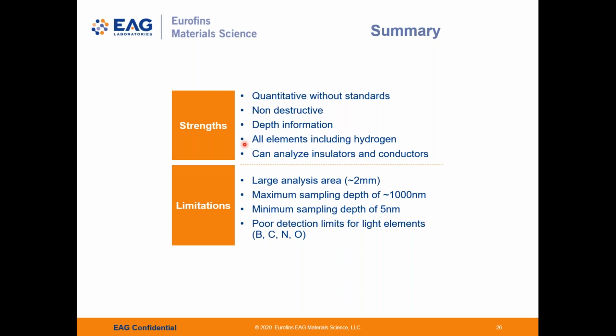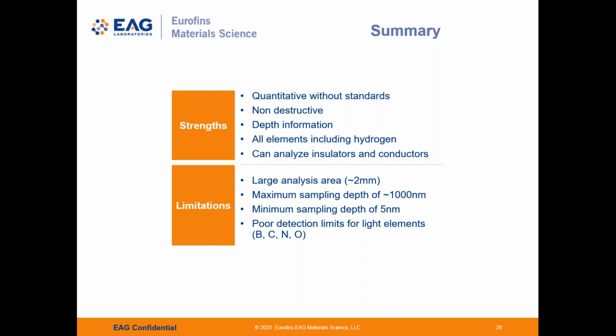RBS can analyze all elements, including hydrogen, and it can analyze insulators and conductors. In addition, there are no sputtering artifacts, since RBS is not a sputtering technique. The accuracy is dependent on the equivalence of substrates, not the sample matrices.